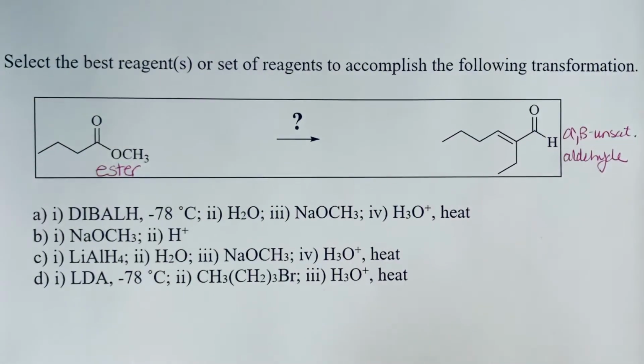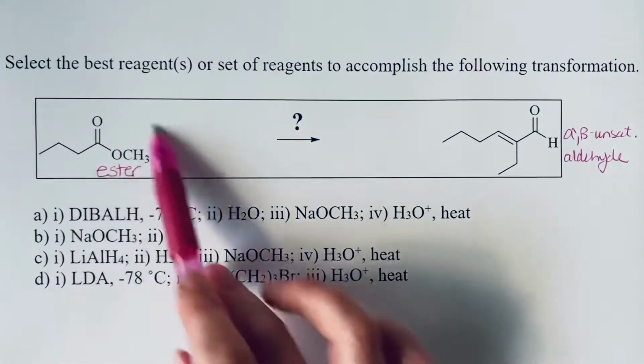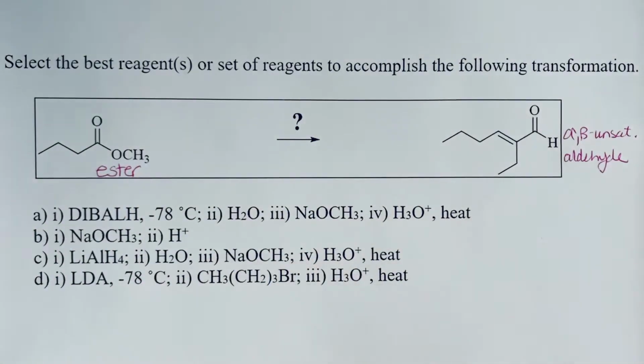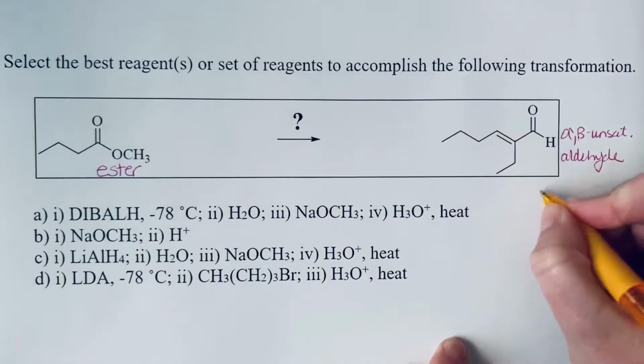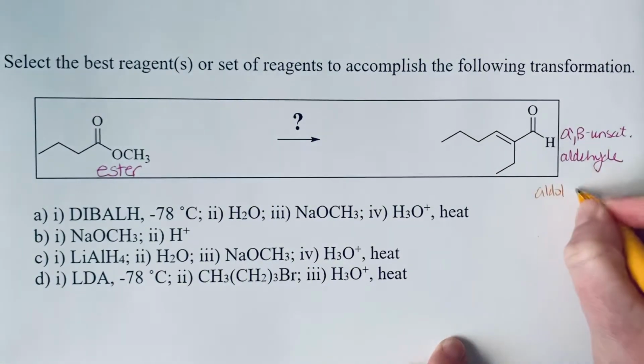So what we've got going on is we're actually bringing together two equivalents of our starting material. But there's going to be an intermediate. So what we want to recognize is when we have this alpha beta unsaturated aldehyde, that this is the product of an aldol condensation reaction.